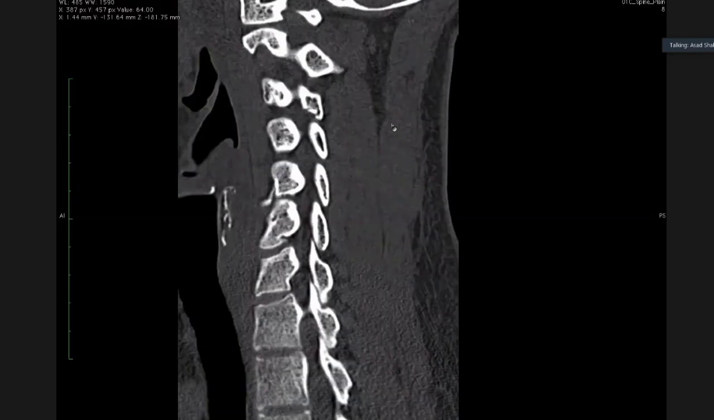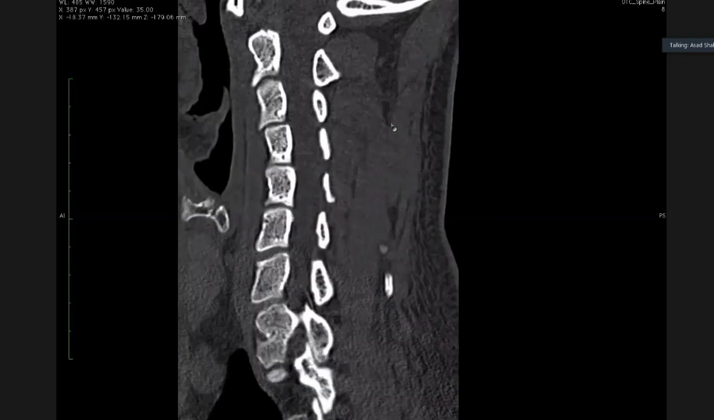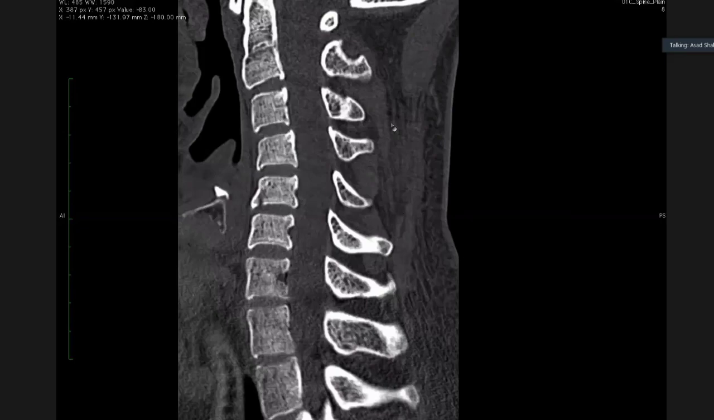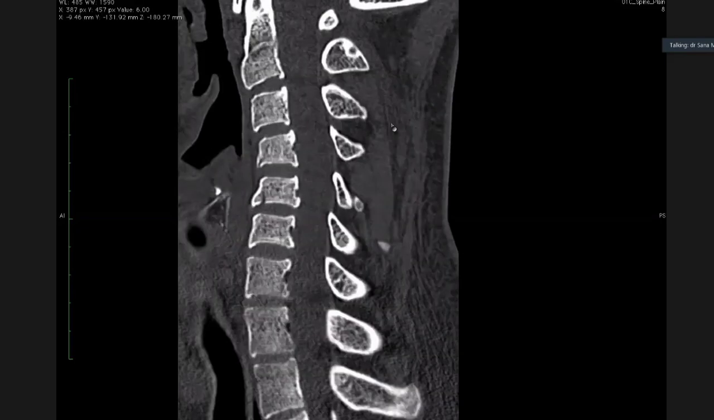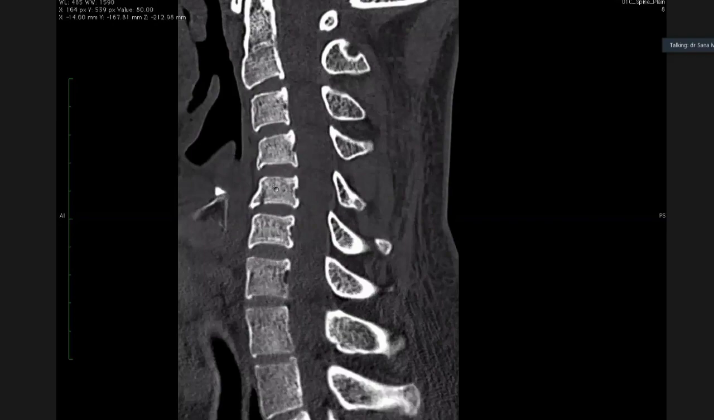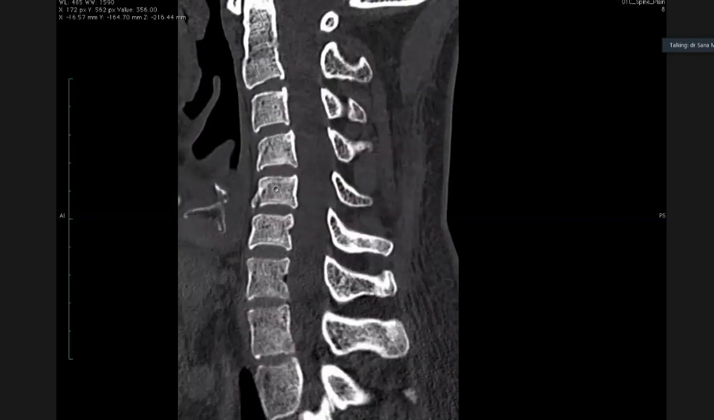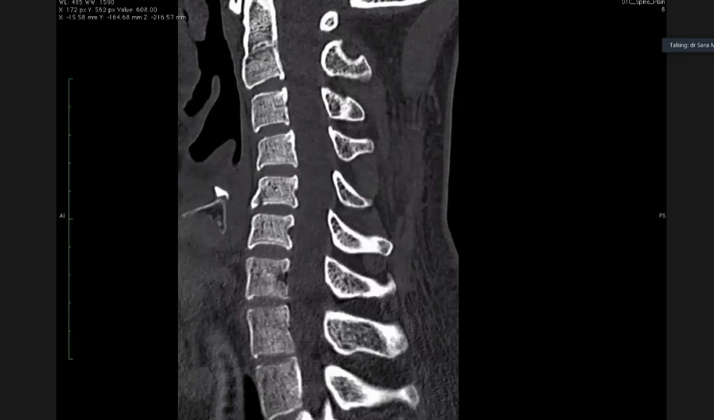Okay, so if I stop there for you, Dr. Sana, which fractures do we see? There is a cortical break at the inferior part of the C5 vertebra. Yeah. And it is incomplete and not completely separated from the parent body.